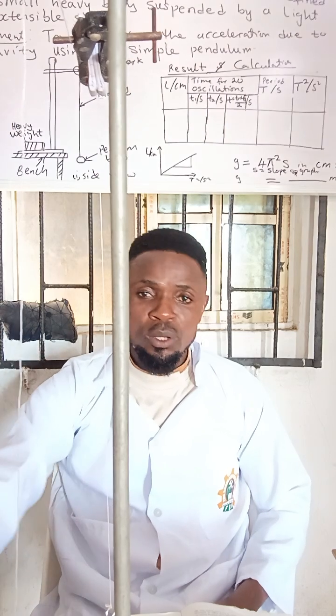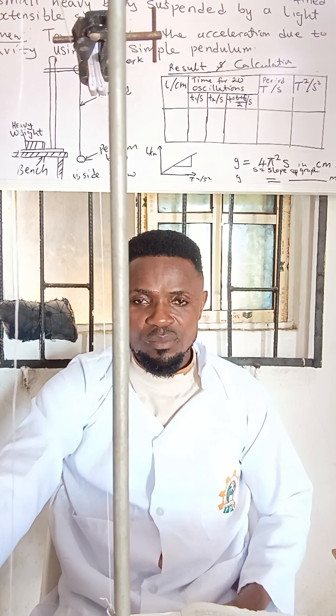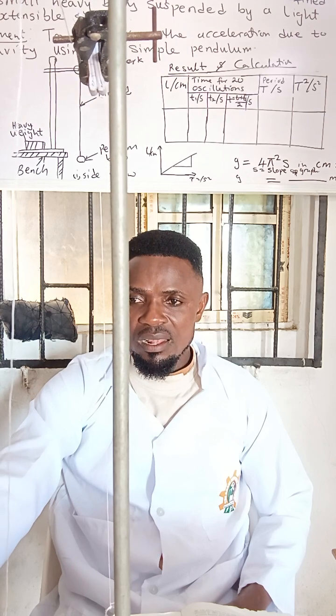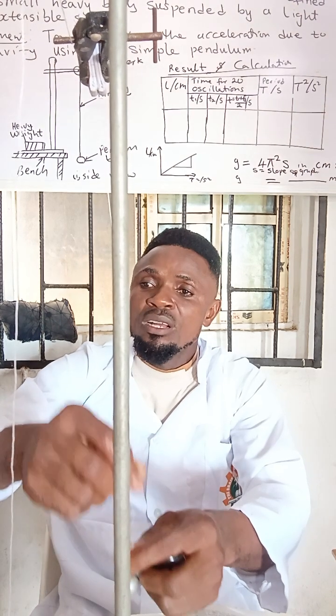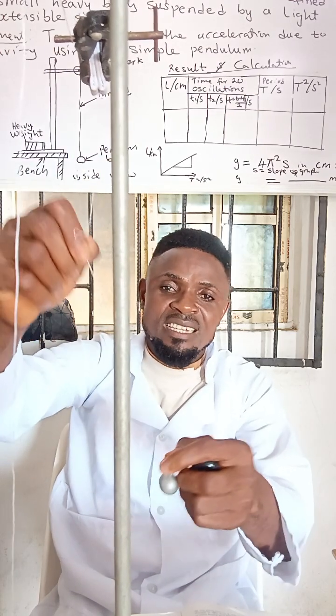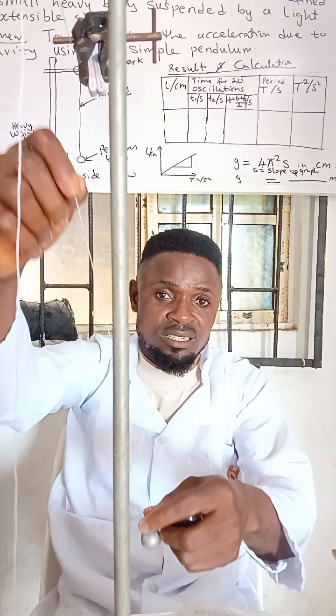So what is a simple pendulum? A simple pendulum is defined as a small heavy body suspended by a light inextensible string. This is the thread. It is inextensible. We have one that can stretch; this one cannot stretch. This is the thread.